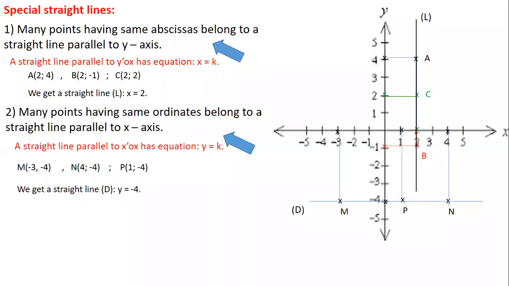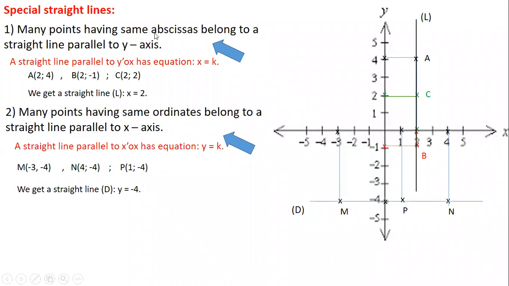Let's continue. Then we talked about special straight lines. In the system of axes, we have 3 special straight lines. First, if I gave you 3 points or 2 points to locate, and they have the same abscissa, if I join these points, I will get a straight line parallel to the y-axis. So many points having the same abscissas belong to a straight line parallel to the y-axis.